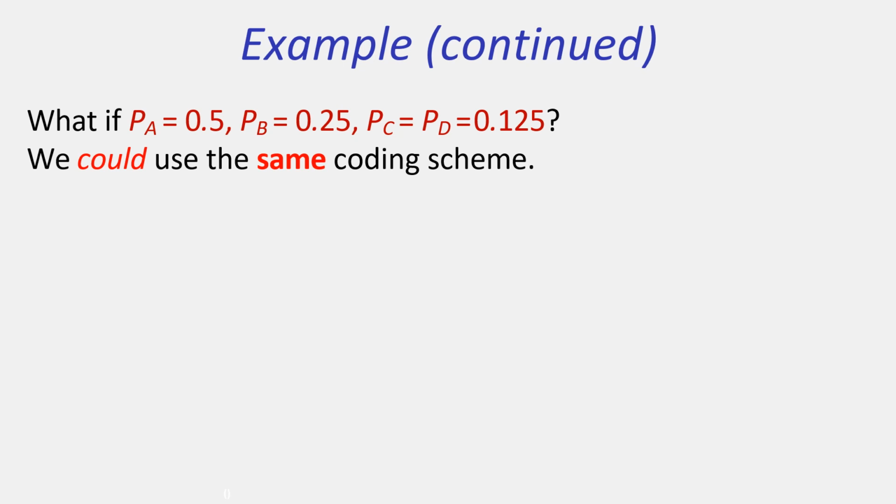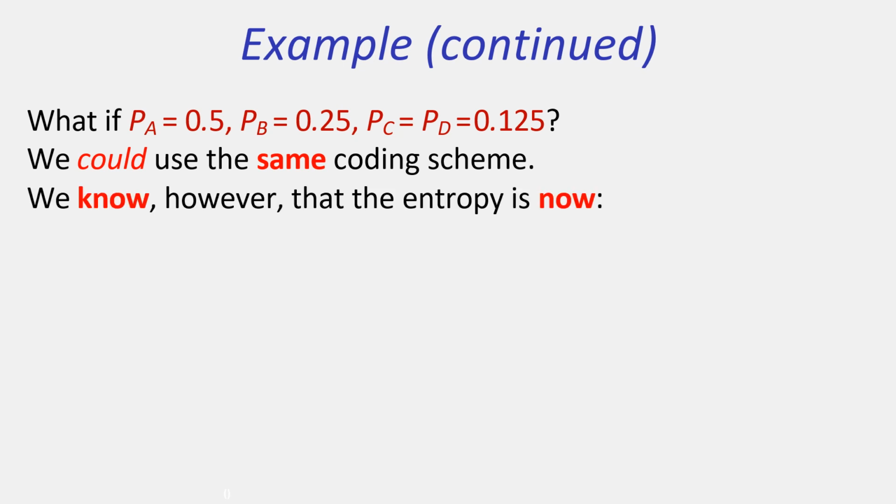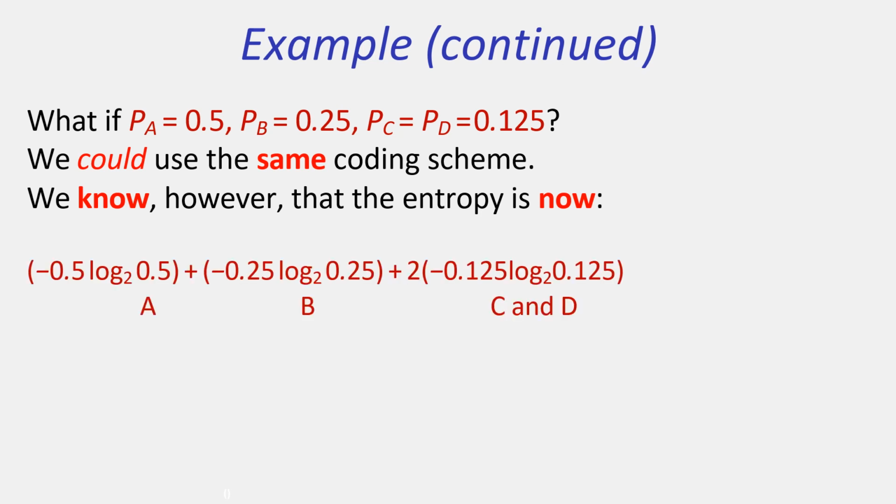Well, we could use the same coding scheme, but if we look at the entropy of that particular distribution, what do we see? A is contributing minus a half times log of a half. B is contributing minus a quarter times log of a quarter. And C and D are each contributing minus an eighth log of an eighth. If we add up what that computation gives us, we discover the entropy of that system is 1.75, 1 3/4. And 1.75 is less than 2.